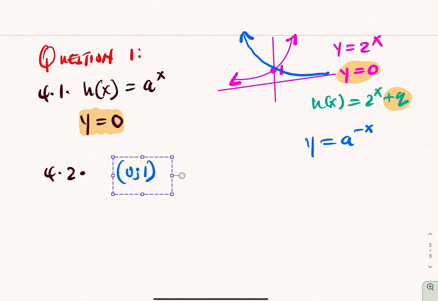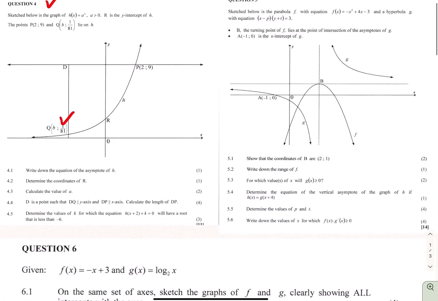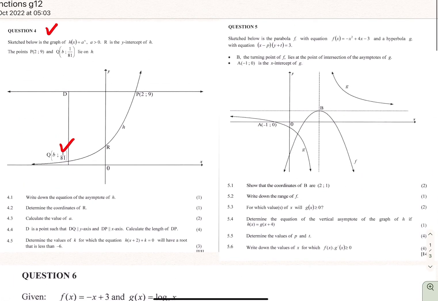So let me just write that. That is the coordinates of R. And then we go to the next question. That should really be easy. They're giving you 1 mark so far. They want you to accumulate the marks here. Now they say to calculate the value of a.